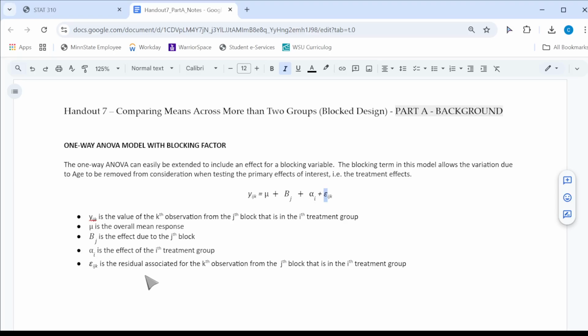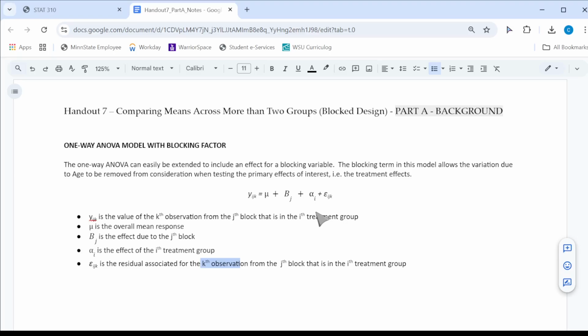The I is going to denote the treatment group here. The J is going to denote what block we're in. And the K is going to denote what replicate we have for that particular treatment block combination.